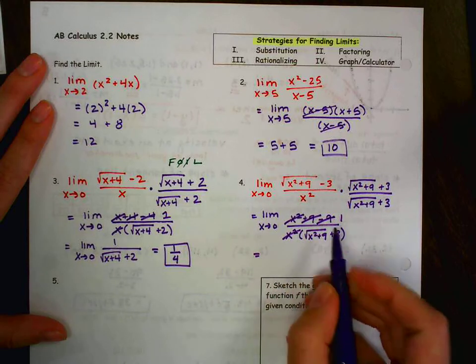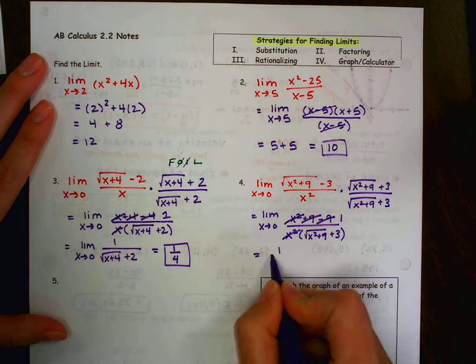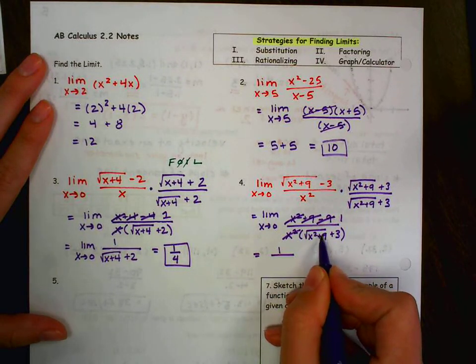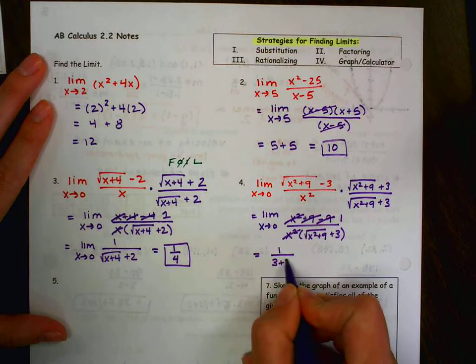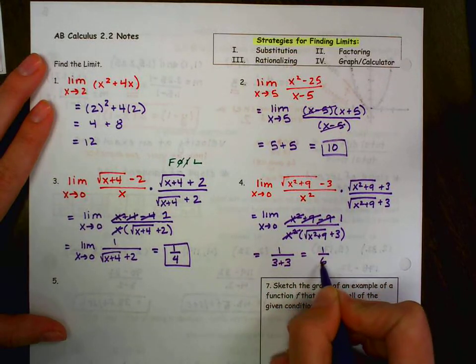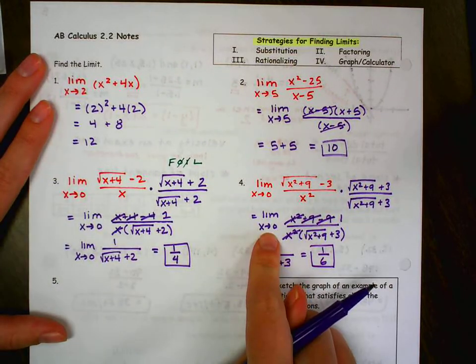Now we can plug in our 0. We plug in our 0, I'm going to get a 1 over square root of 9, which is 3, plus 3, which is equal to 1/6. Remember, I didn't get rid of that limit notation until I plugged in the 0.